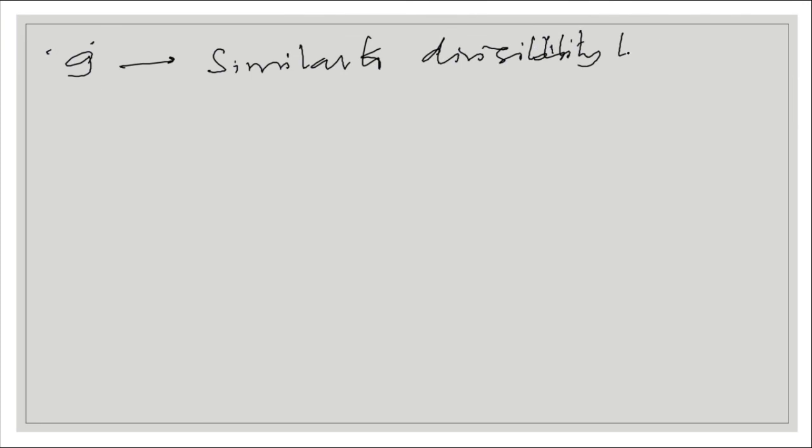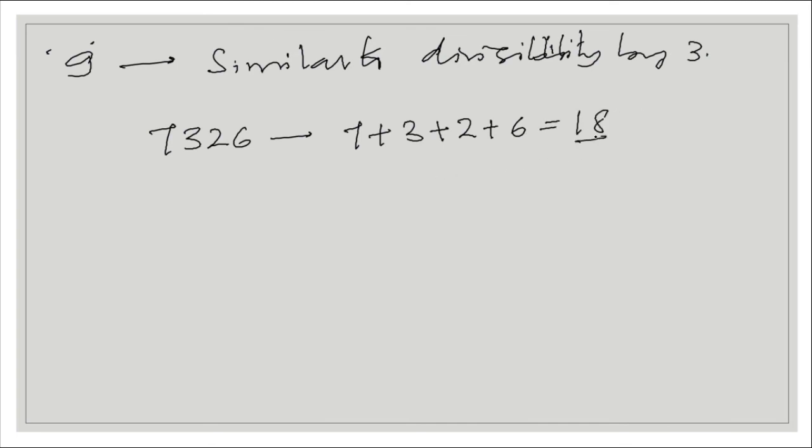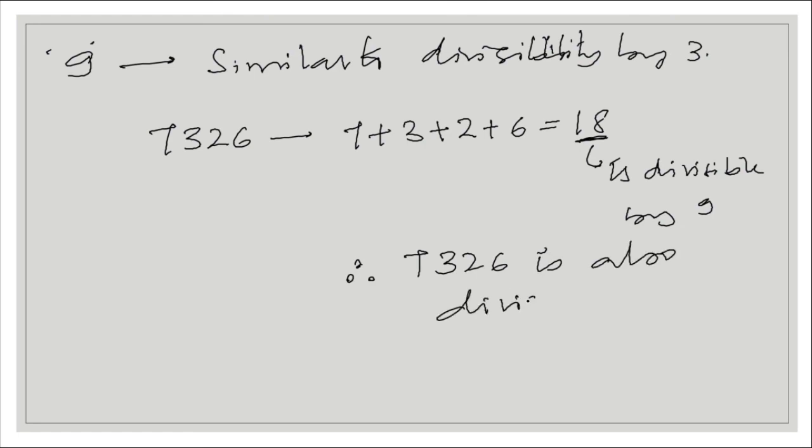What is the test for divisibility by 9? It is similar to divisibility by 3. That is, we need to add the sum of the digits. If it is divisible by 9, then the number is divisible by 9. Say for example, 7326 is a number. When we add, 7 plus 3 is 10, plus 2 is 12, plus 6, the sum is 18. Is 18 divisible by 9? Yes, therefore 7326 is also divisible by 9.